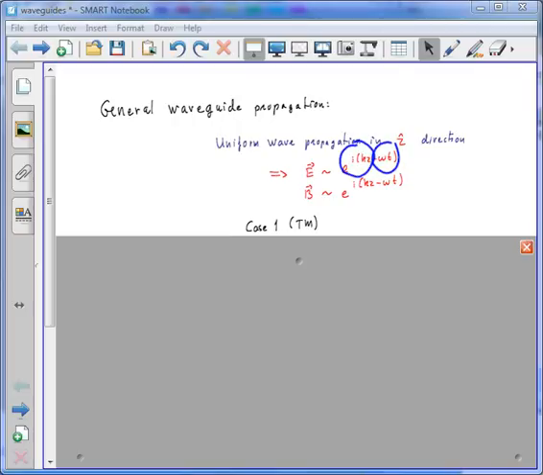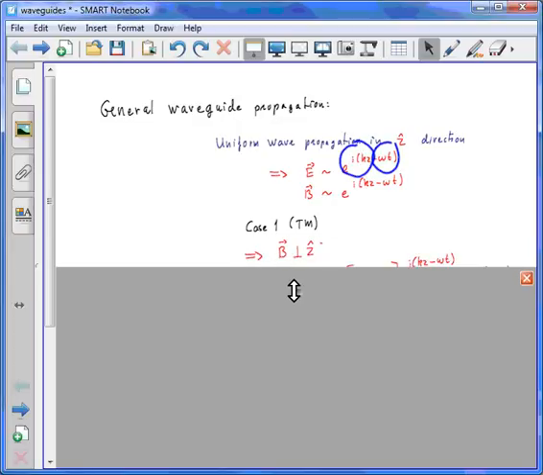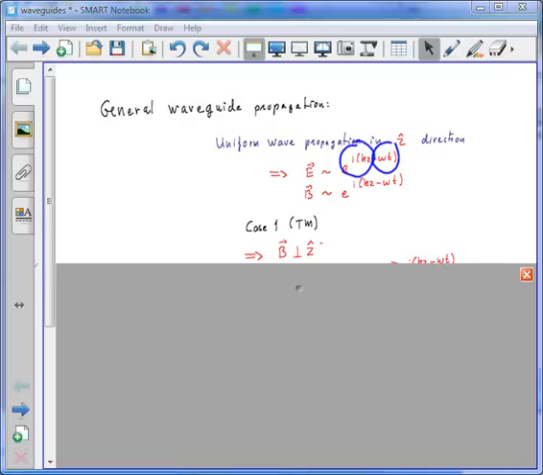The first case will involve a wave which is the transverse magnetic wave, where the magnetic field is always perpendicular to the direction of propagation, in this case z. The idea here is to find a general expression which ensures that B is always going to be perpendicular to z. And this involves using a trick.